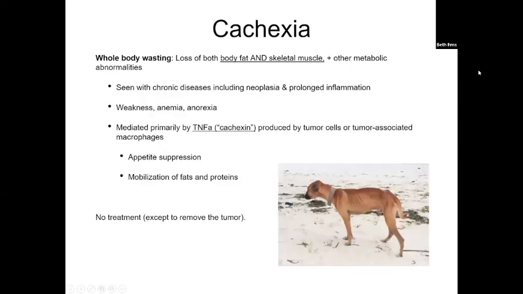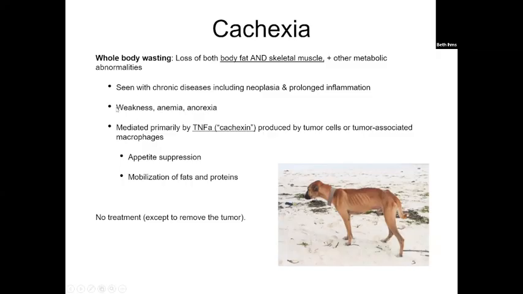So these are clinically important. Cachexia, again, this is whole body wasting. It's two components. You're losing fat, but you're also losing muscle. So when an animal is in negative energy balance, you will preferentially lose fat first, then muscle. With cachexia, you're losing both, so you're down to nothing. You're literally skin and bones, right?